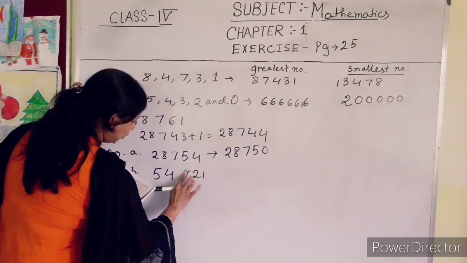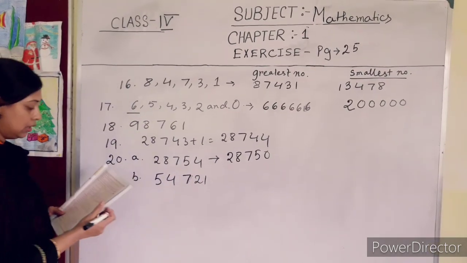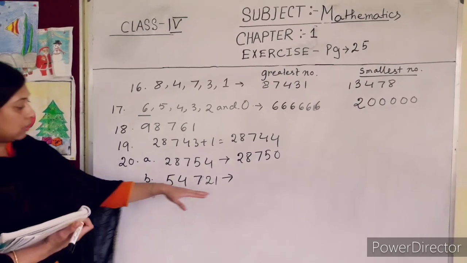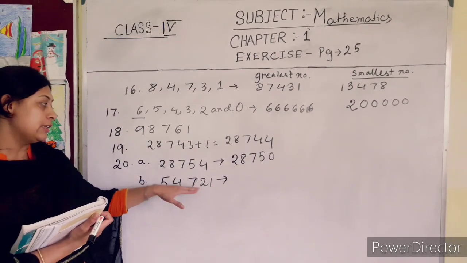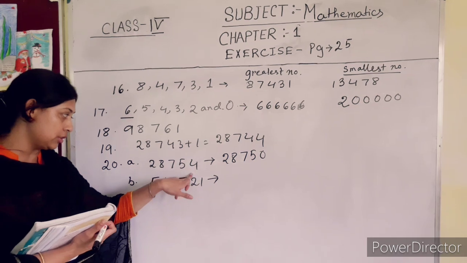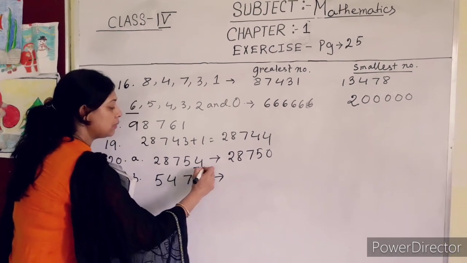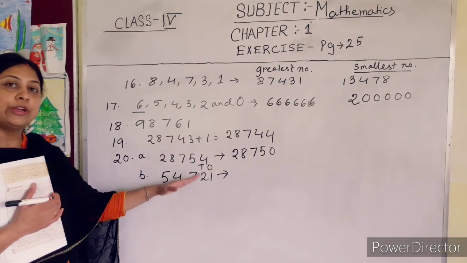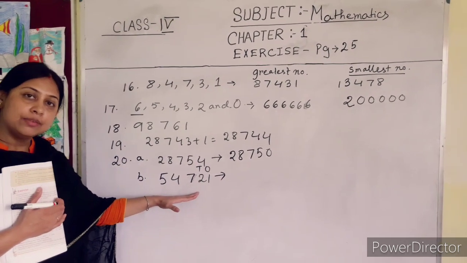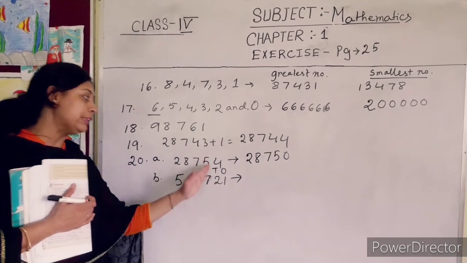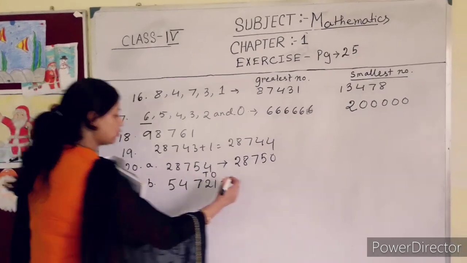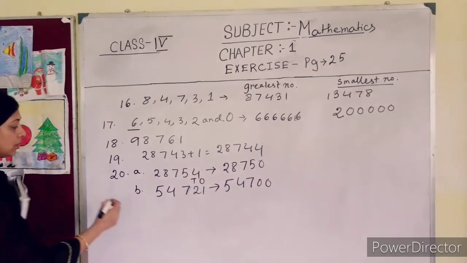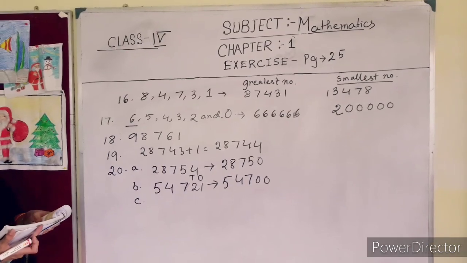54,721 to the nearest 100. First you observe what is present in the tens place and unit place. 2 is present in the tens place, so it is less than 5. So you put 0 both in the tens place and unit place. So your answer will be 54,700.